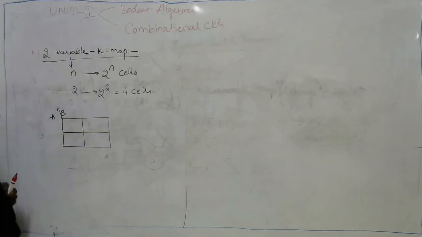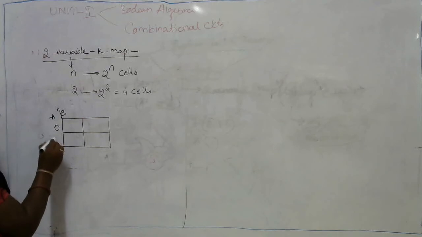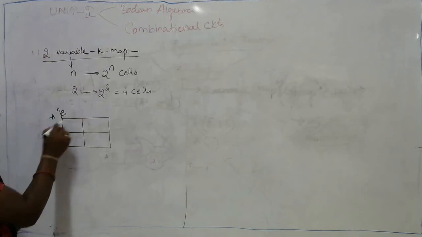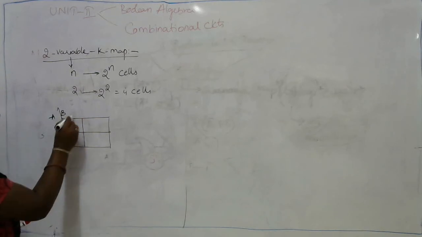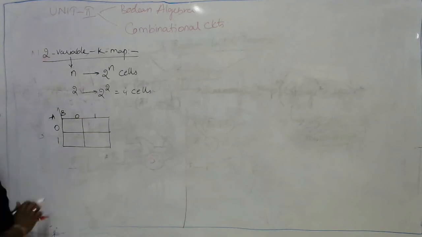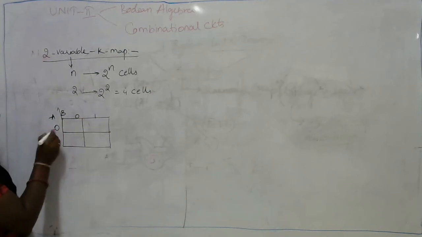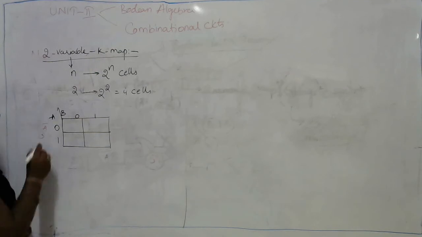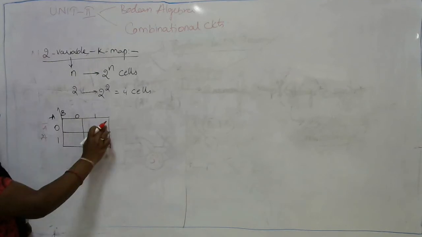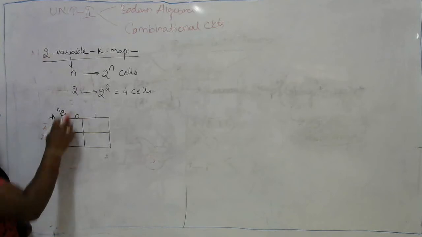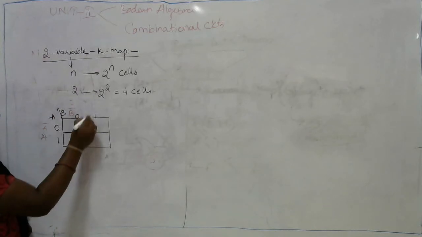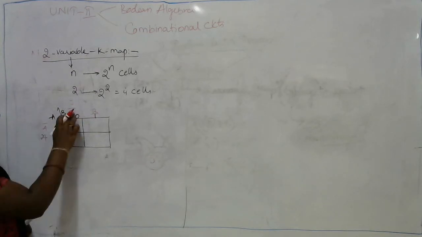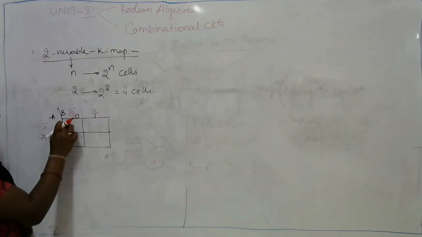Under a single variable, we will get two different combinations, 0 and 1. Similarly, for the B variable also we get two combinations, 0 and 1. Now we need to check the row followed by the column. In simple words, I can represent this as A bar and this as A. This complete row is the A bar row, this complete row is the A row. Similarly, this column is B bar, this column is B. So this first cell is related to the term A bar B bar.